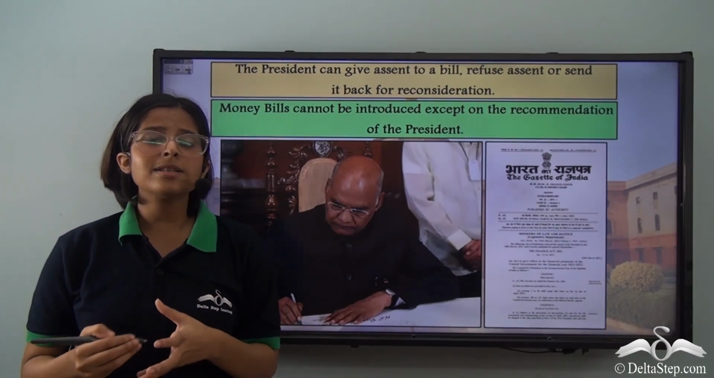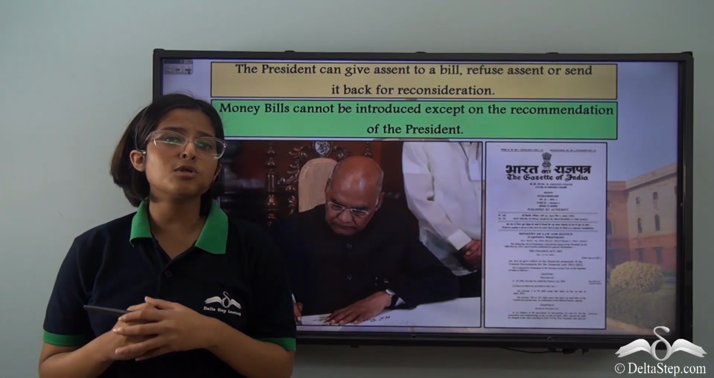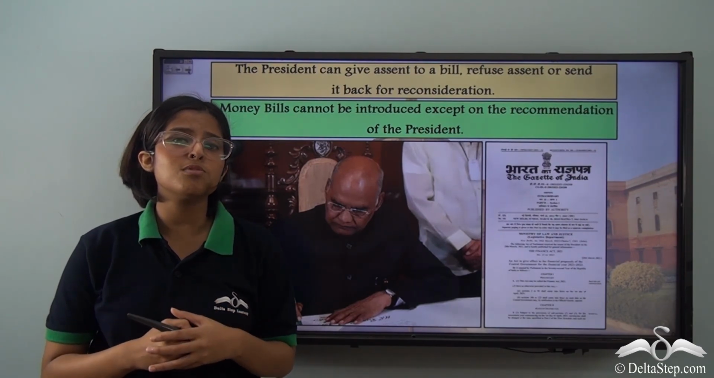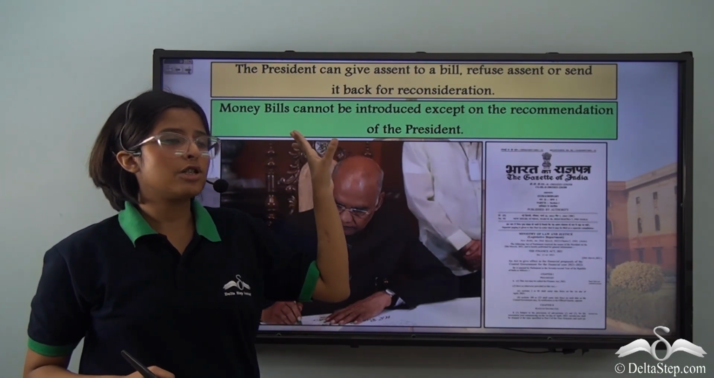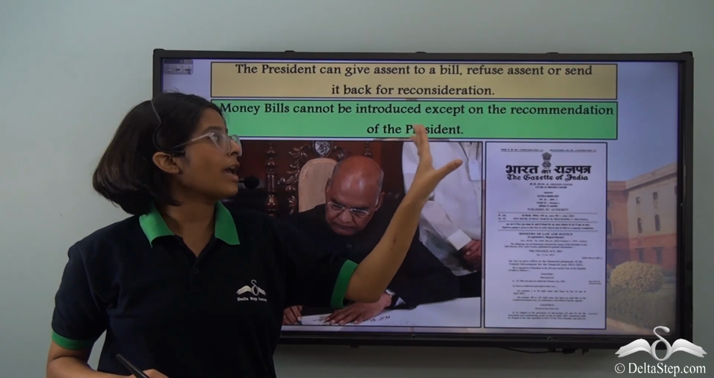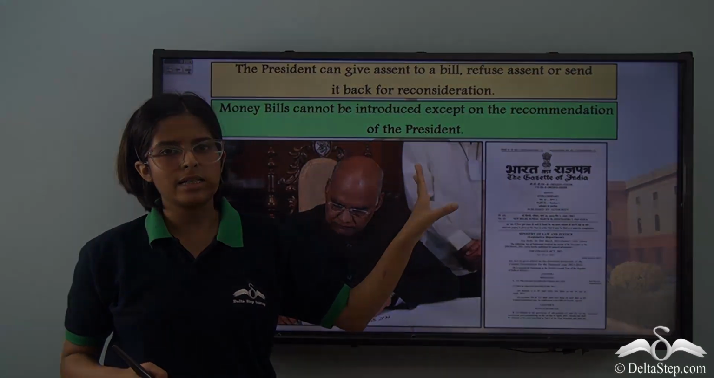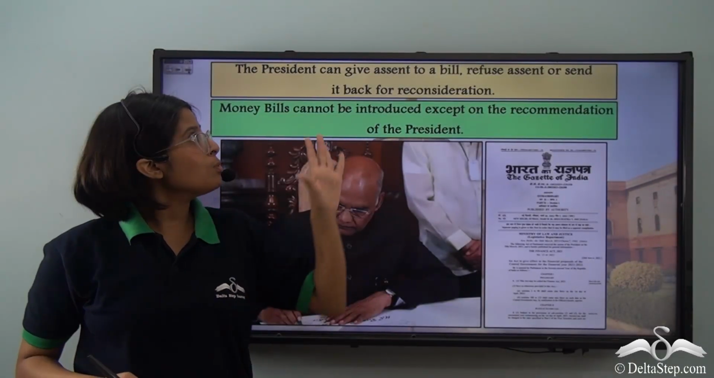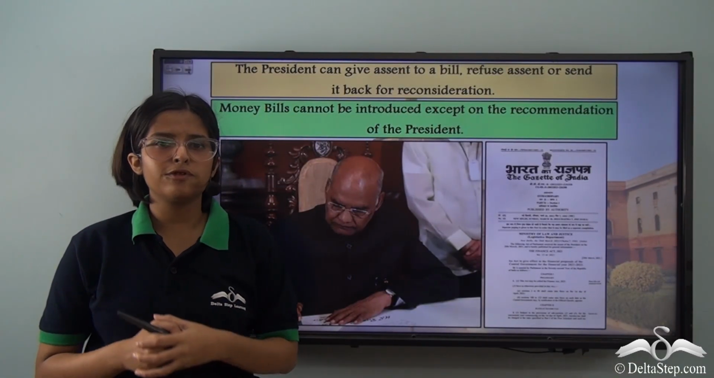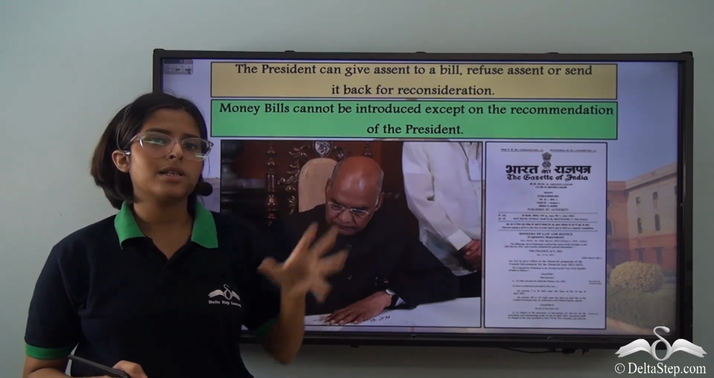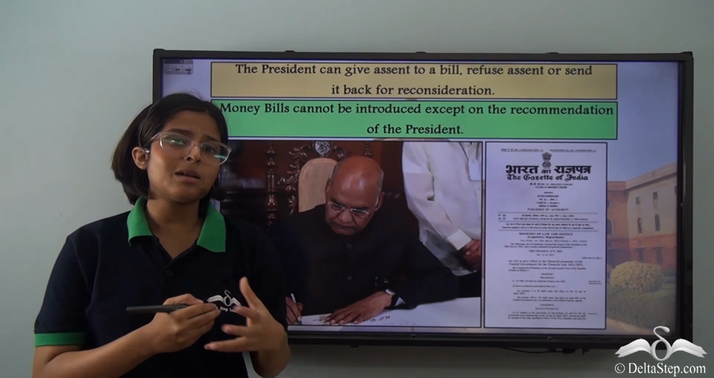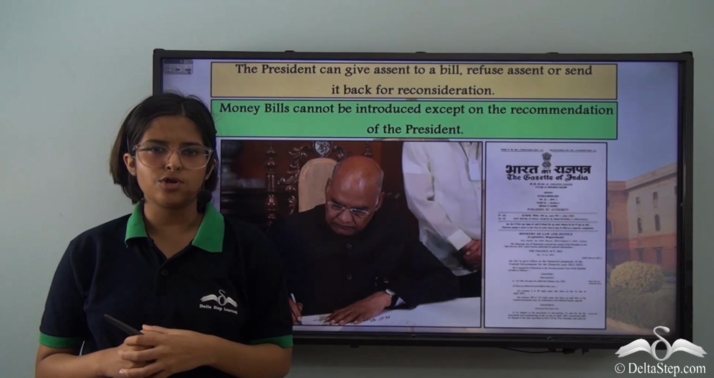Along with that, there are certain other bills that cannot be introduced without the permission of the President. So money bills cannot be introduced except on the recommendation of the President. When we talked about how the President can send back a bill for reconsideration, we cannot include in that the money bills. So the President cannot send back a money bill for reconsideration.